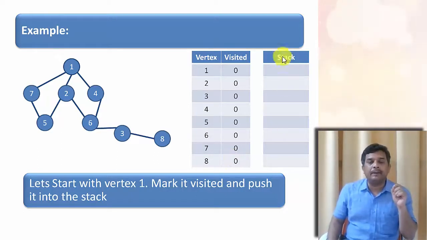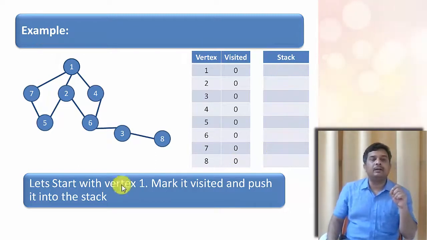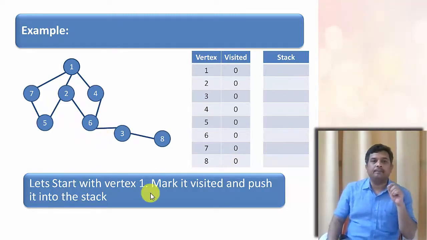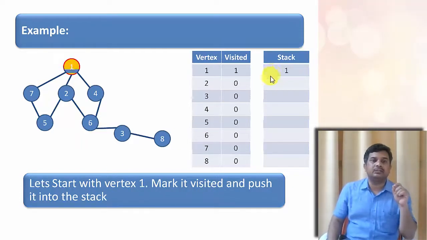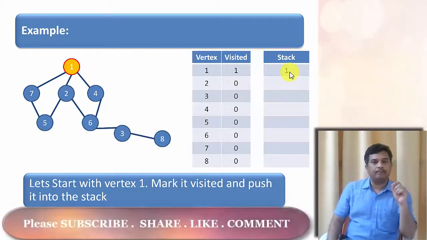And we are implementing a stack in order to find the depth first tree. So we are starting with vertex 1. We'll mark it as visited and push it onto the stack. Something like that we have done. So the visited vertex is 1, and in the stack we kept 1.